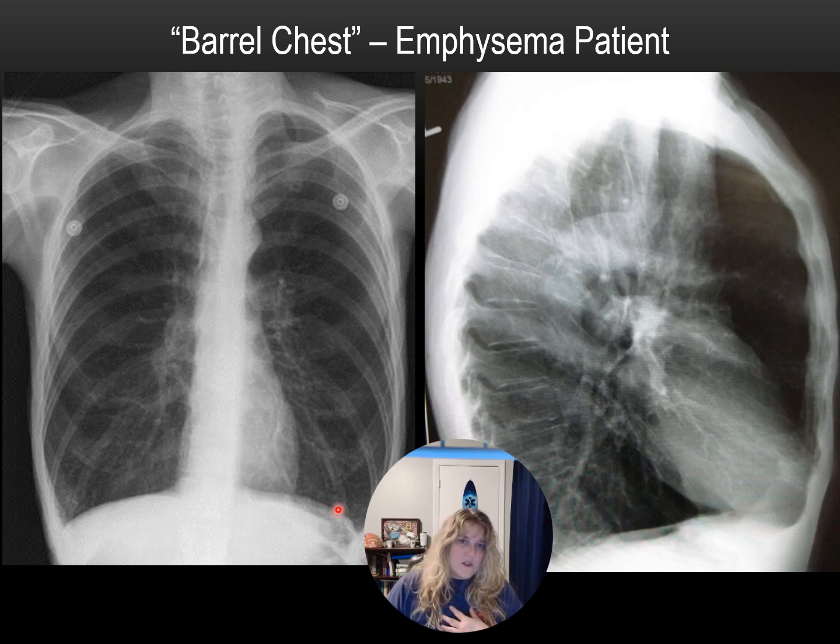This one is also a barrel chest. Again, you've got the flattening out. I think this might be the same picture as the previous slide. I'm not altogether sure.